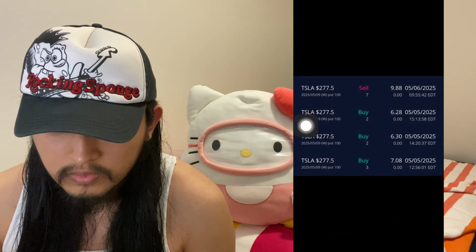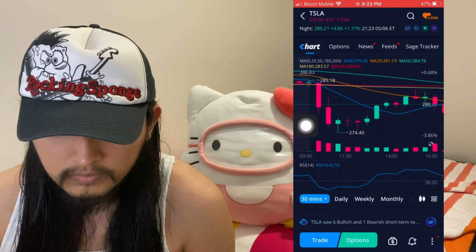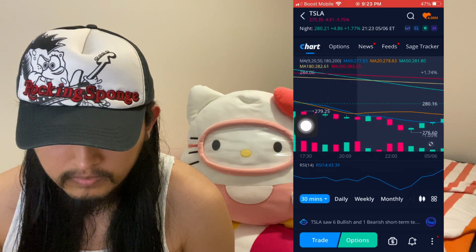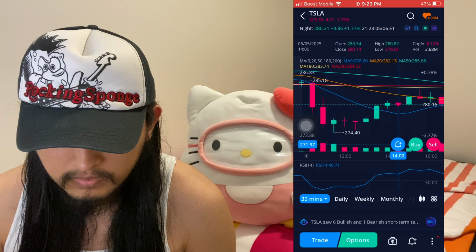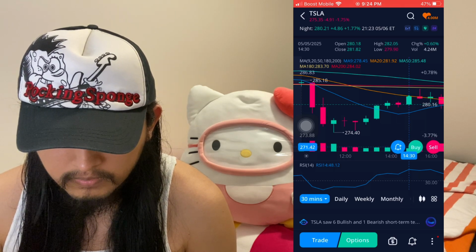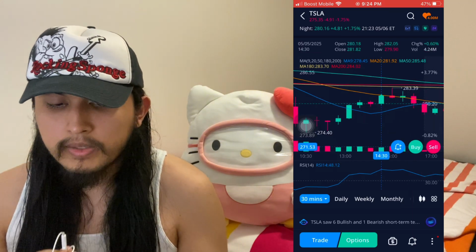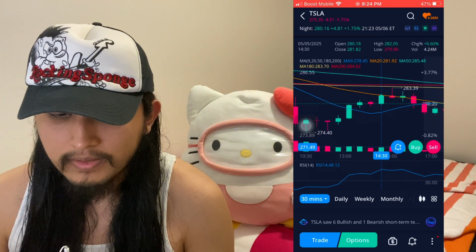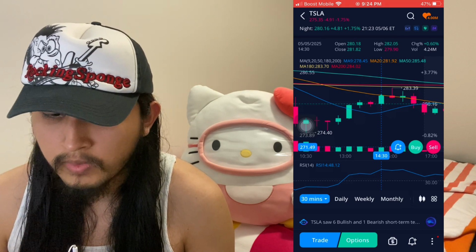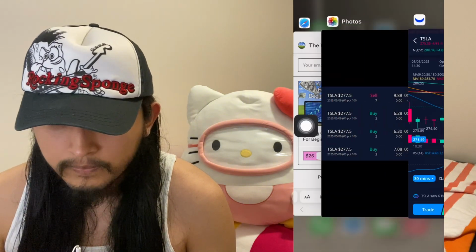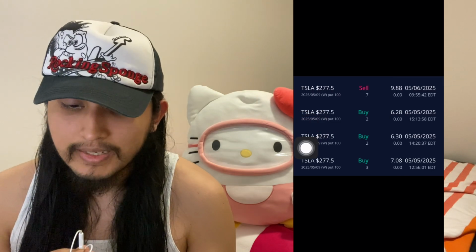And then at 14:20 I bought 2 more put options. Okay, this candle right here. So basically, as soon as it approached the 20-day moving average, I bought more Tesla put options. And then 15:13 was my last time buying Tesla put options.